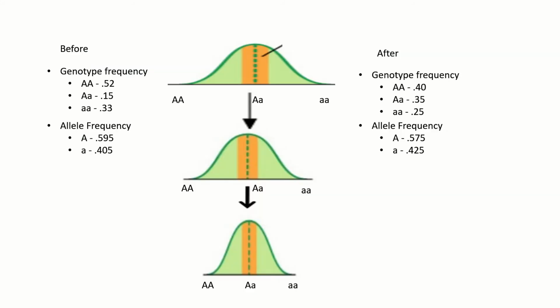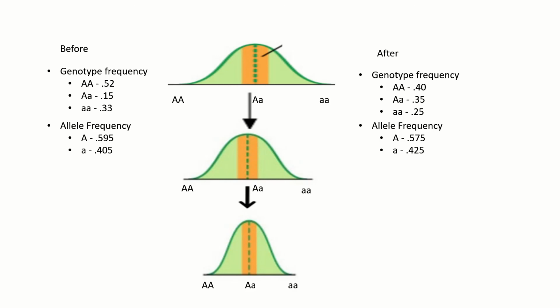As you can see, our big A genotype frequency has decreased from 0.52 to 0.40. Our big A little a genotype has increased from 0.15 to 0.35, and our little a genotype has decreased also from 0.33 to 0.25. The allele frequency for big A has decreased from 0.595 to 0.575, and our allele frequency for little a has increased from 0.405 to 0.425.